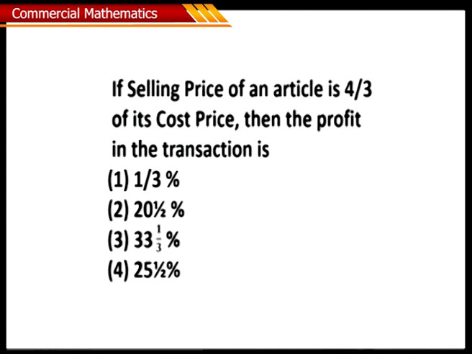Now, as we discussed earlier, we are talking about different types of problems like profit and loss. Here it is given like this. The selling price of an article is 4/3 of its cost price. Here you observe, suppose the cost price is X, then the selling price is 4/3 of X. Then what is the profit? Selling price minus cost price, 4/3 of X minus X, means into 3/3. So you can see that it is X/3. So clearly this is 1/3 of X.